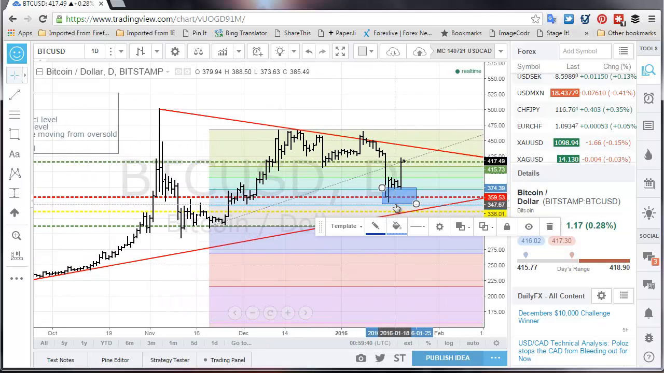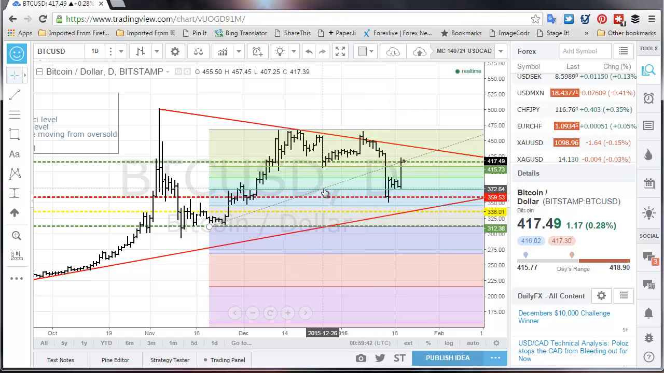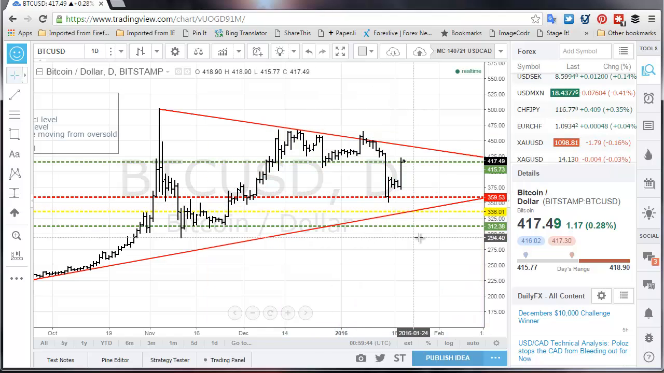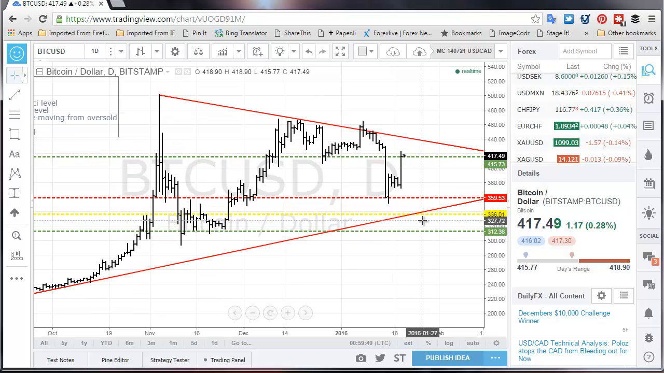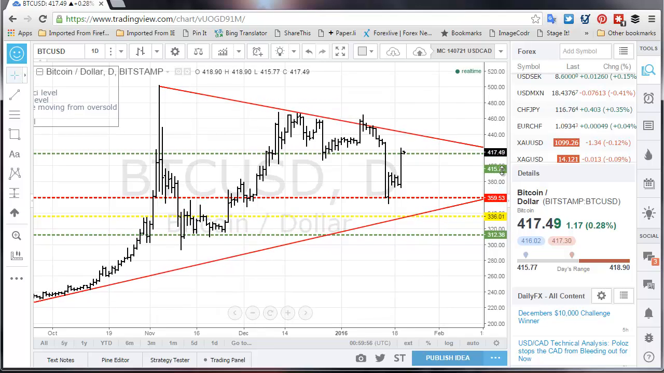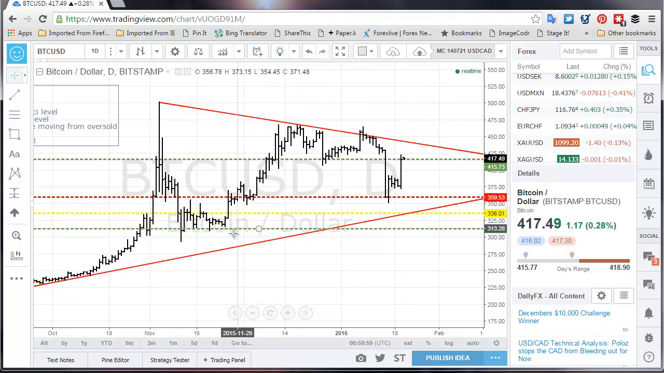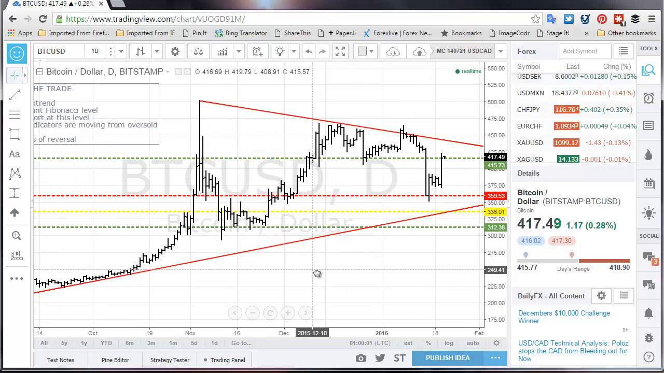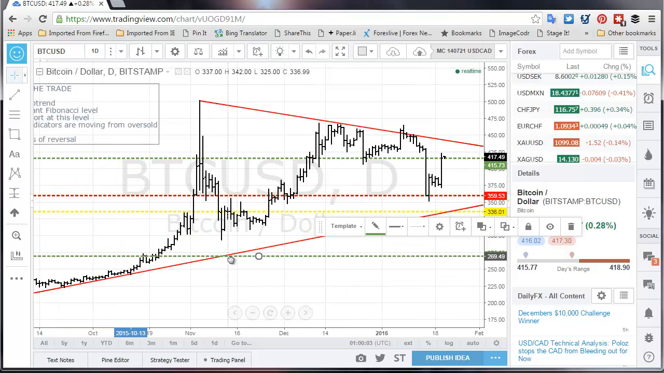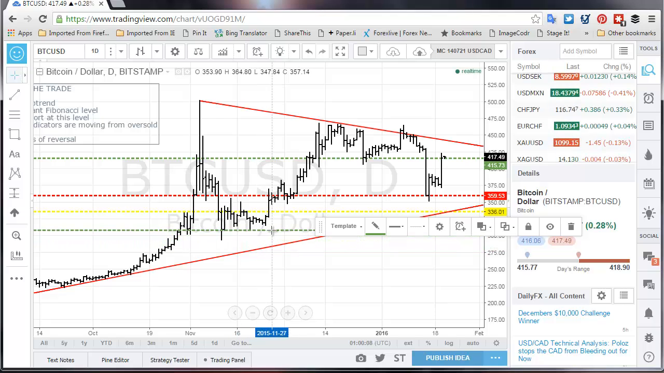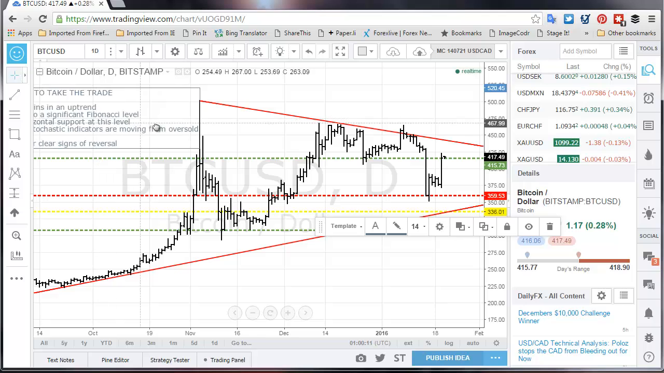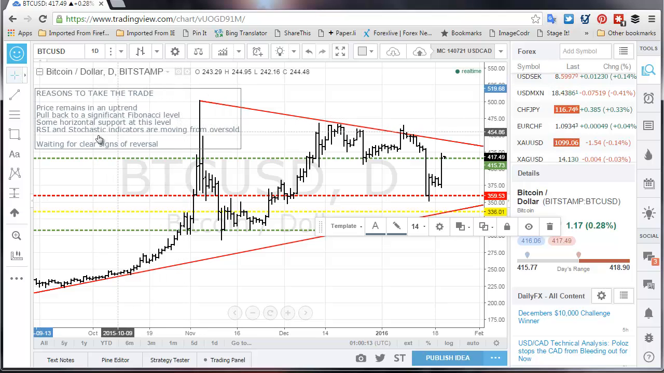Let's remove some of these things here so it becomes clearer to see what's actually going on. For the most part, I am only interested in making trades when we break out of a triangle. That's from a purely technical point of view. Now there are a few other things in here that we... oh, I didn't mean to move that line, but that's fine. I said reasons to take the trade.